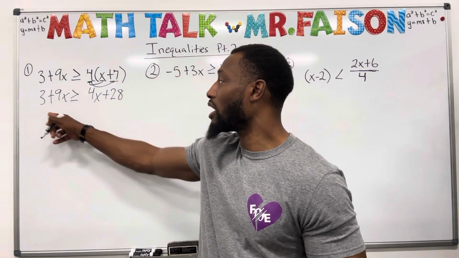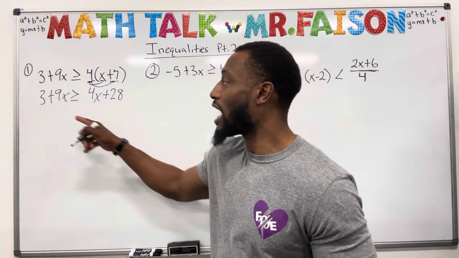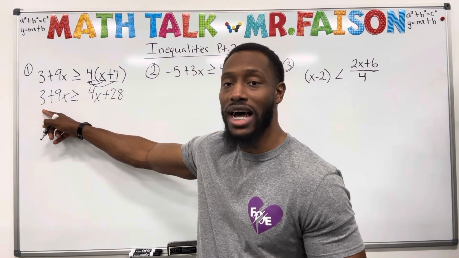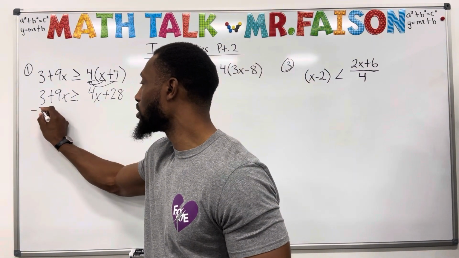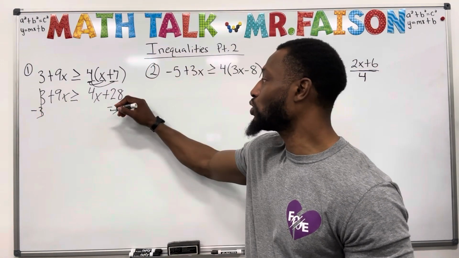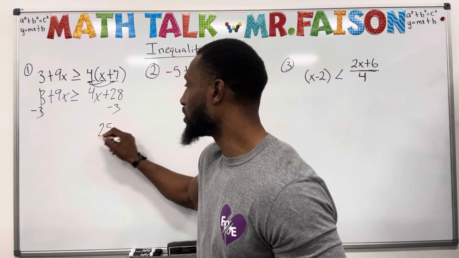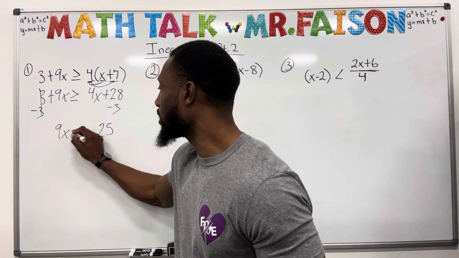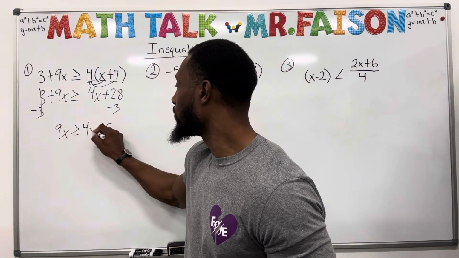This 3 right here, I want to get over here where the 28 is at, but I have to move it mathematically. So it's a positive 3. I'm going to subtract 3 on both sides. That cancels out. 28 minus 3 is 25. Now I'm gonna bring everything else down. 9x is greater than or equal to 4x.